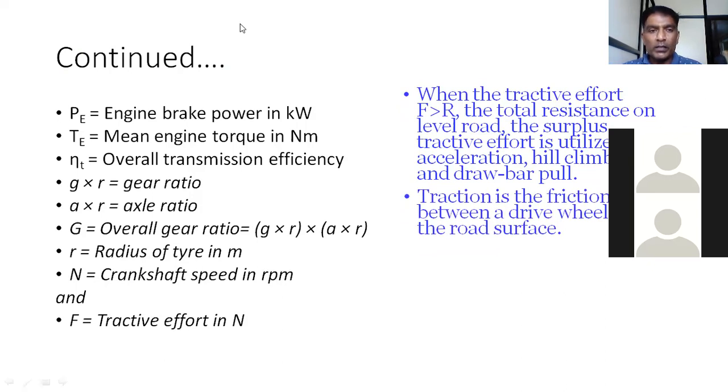Then you can check this. This is important. When the tractive effort F is greater than R, the total resistance on level road, the surplus tractive effort is utilized for acceleration and for hill climbing, and it can be used for pulling the extra load.